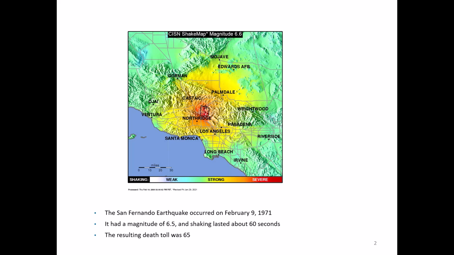So in 1971, the San Fernando earthquake occurred, as shown in the center of that image. It had a magnitude of 6.5, and the shaking lasted about 60 seconds. Tragically, 65 people died in that earthquake. And we'll start to talk about the 1971 earthquake. Then close by in Northridge in 1994, there was another major earthquake.